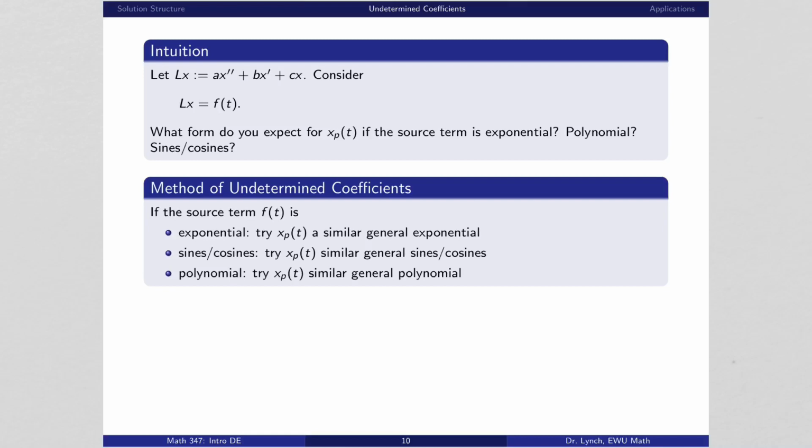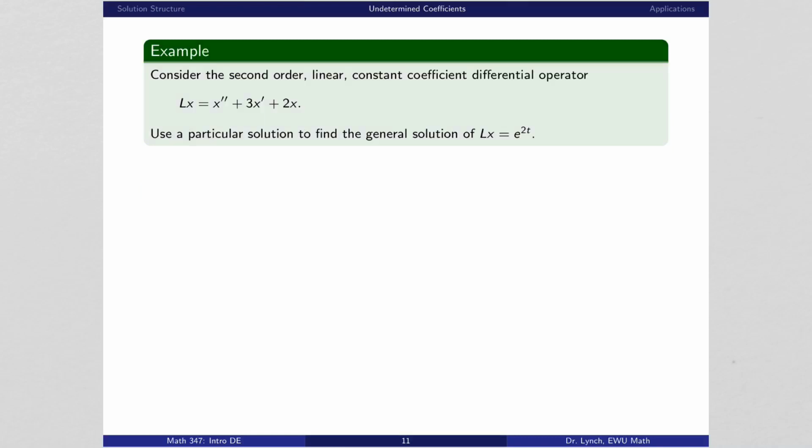Similarly, if f of t is a bunch of sines and cosines, we'll try an x sub p that looks like a general similar sines and cosines. And finally, if the source term f of t is polynomial, we'll try a general similar polynomial. So just to illustrate this method of undetermined coefficients by example, let's dive right in.